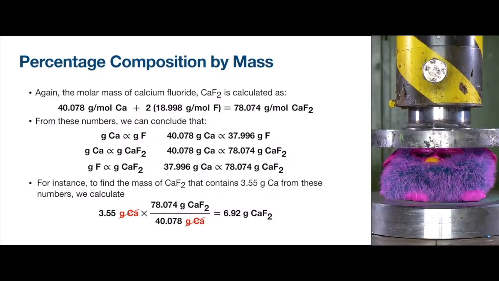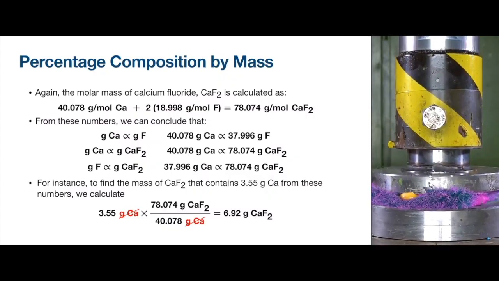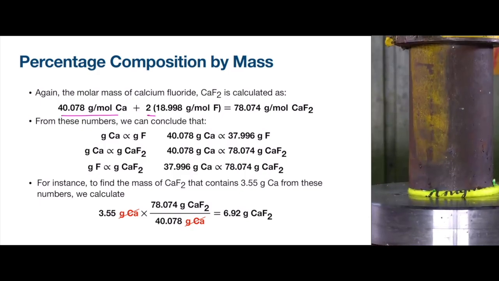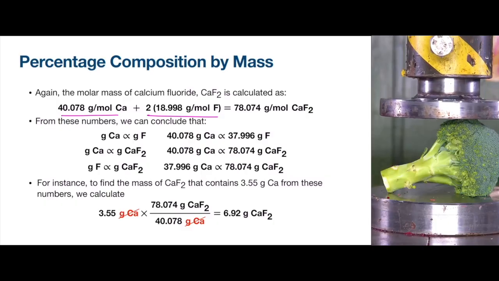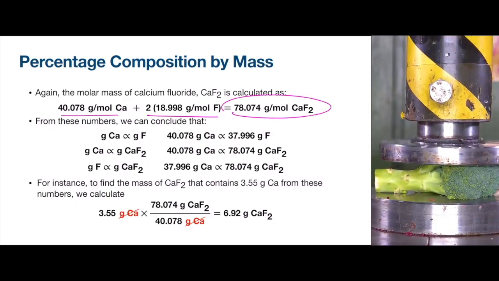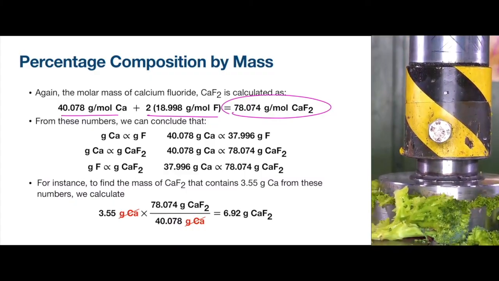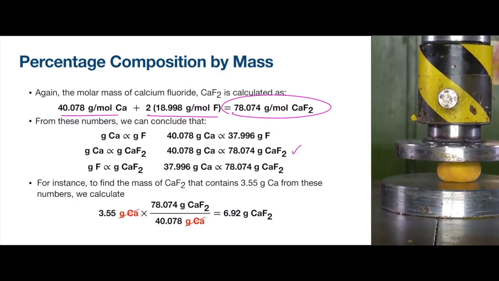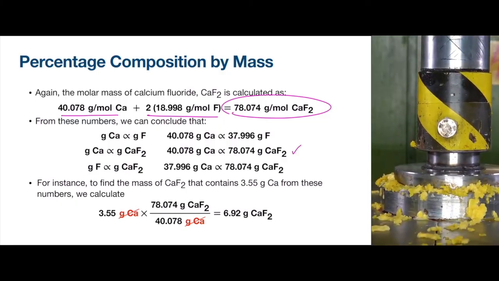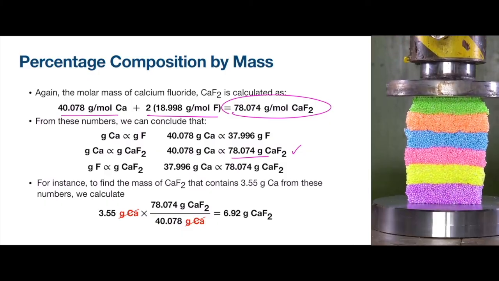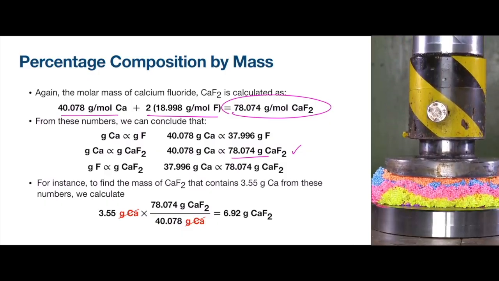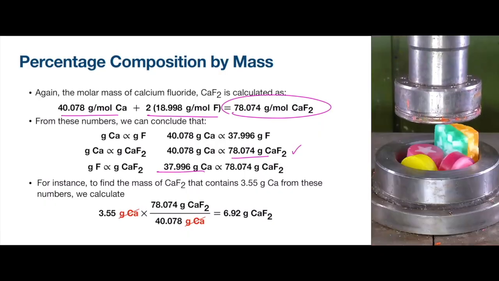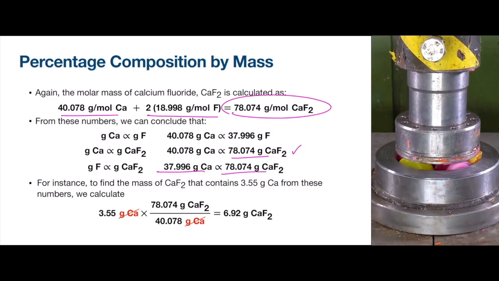To expand this idea, for example, on calcium fluoride, the molar mass is 40.078 grams per mole of calcium plus 2 times 18.998 grams per mole of fluorine equals 78.074 grams per mole of calcium fluoride. This tells us several useful relationships, such as 40.078 grams of calcium is directly proportional or corresponds to 78.074 grams of calcium fluoride. Also, 37.996 grams of fluorine corresponds, or is directly proportional, to 78.074 grams of calcium fluoride.